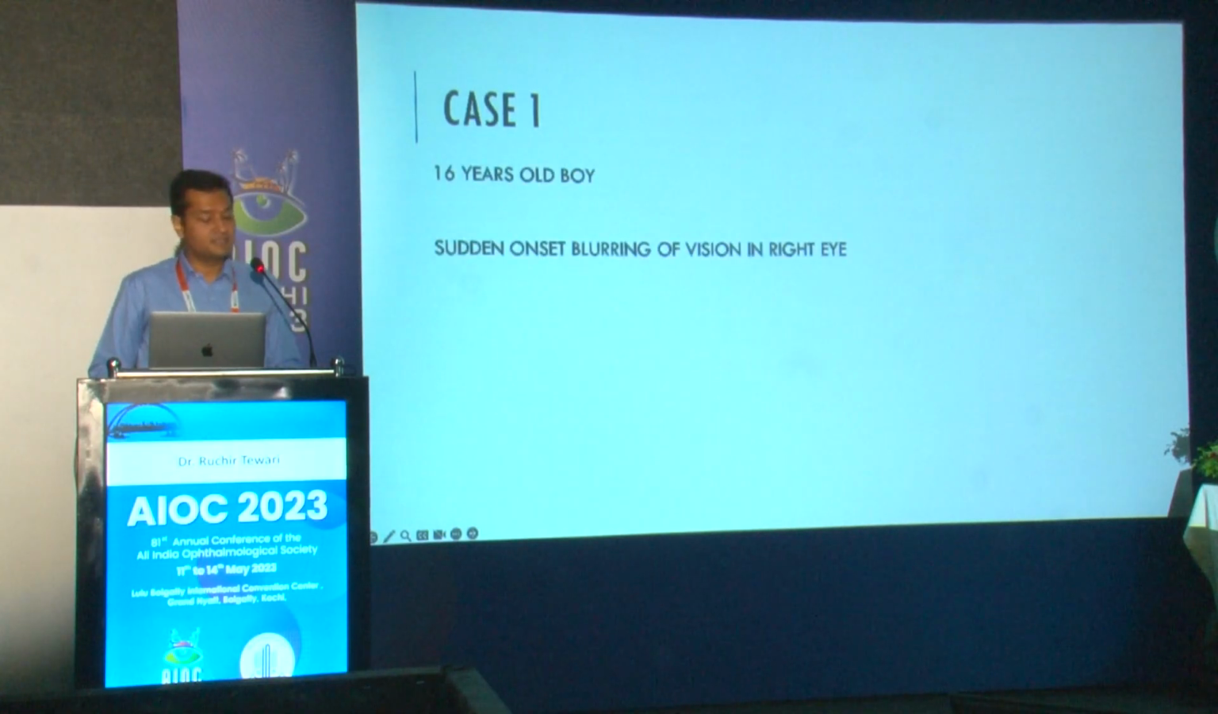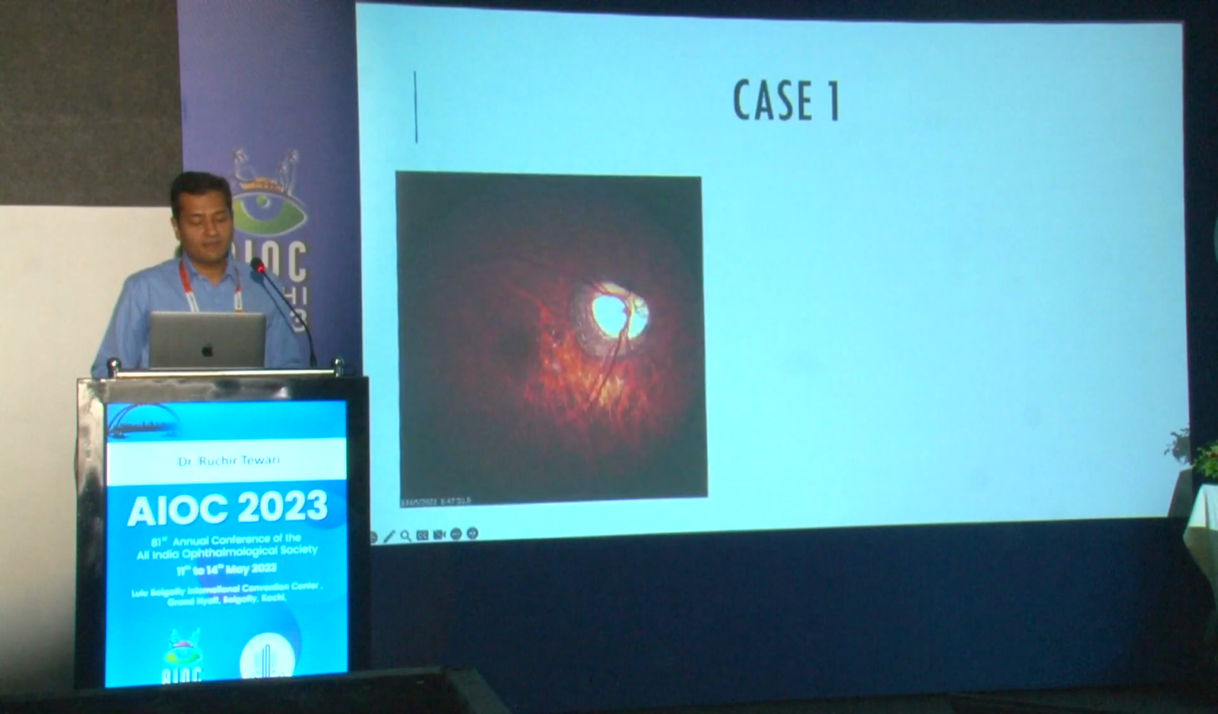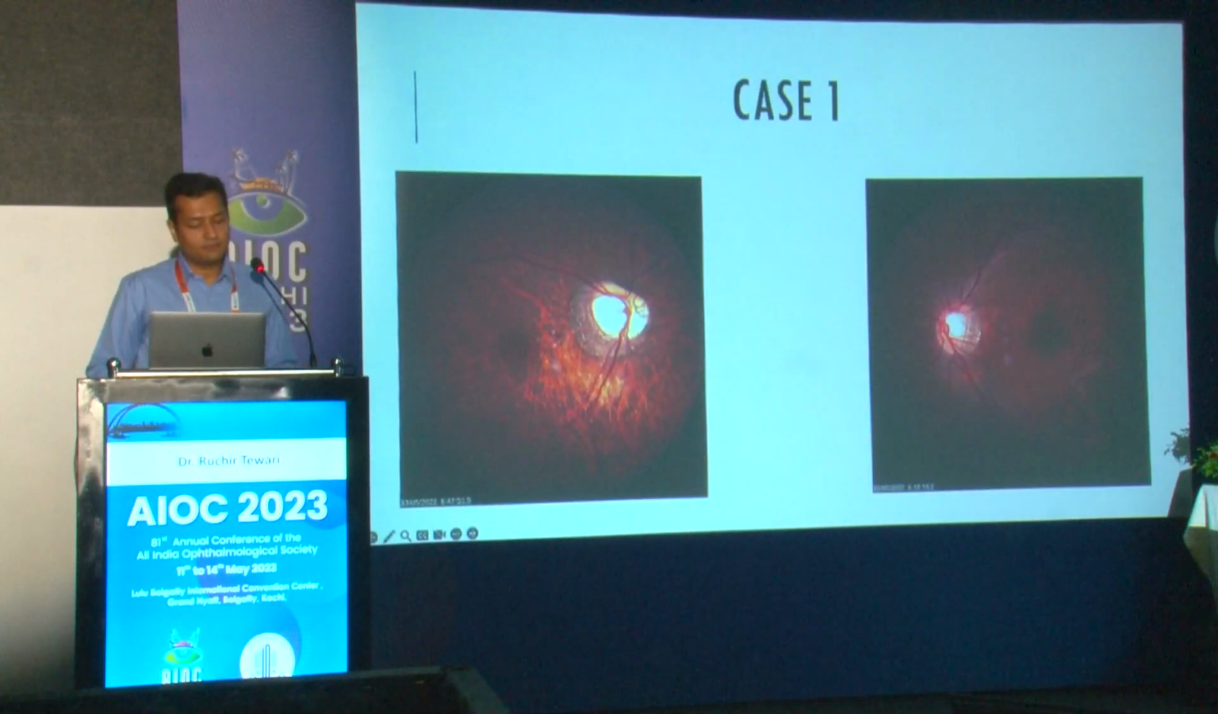So the first patient is a 16-year-old boy who came to me with a sudden blurring of vision in his right eye. He has a history of high-powered glasses in the right eye compared to the left eye. BCVA was 6/60 in the right eye and 6/9 in the left eye. When I look at the fundus, two or three things are very apparent. The right eye has a much higher myopia grade compared to the left eye. The disc is large in size. There is a larger area of peripapillary atrophy compared to the left eye. And there is a small red dot. I'm not sure whether it's visible on the image, but there's a small red dot at the fovea.